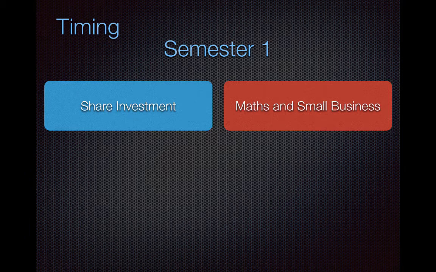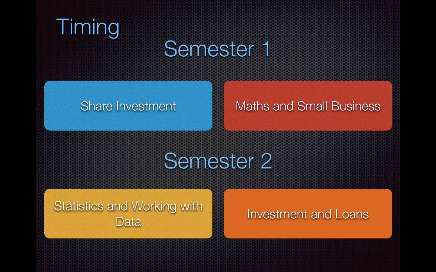In semester 1 we'll be doing share investments and maths and small business, and then in semester 2 generally we'll be doing stats and working with data and investments and loans. This may not be like the semesters that you have during the year, but we'll split it right down the middle so that you are ready for your exam at the end of the year. So that is the outline of Maths Apps and the way the weightings run, and hopefully that makes it a little bit clearer for you in terms of what you'll be studying and the things that you need to do to secure that final mark.